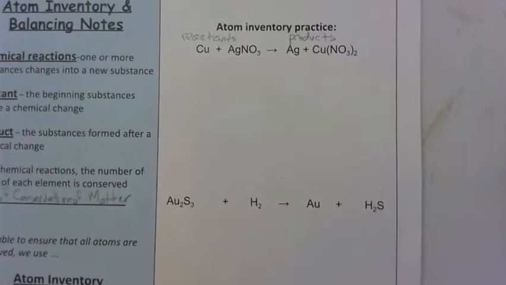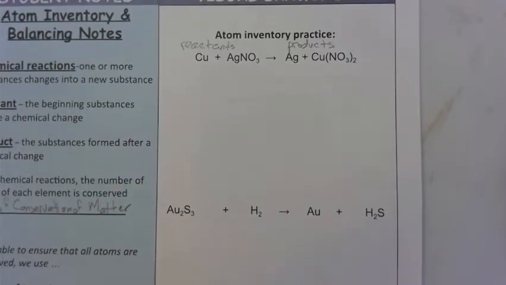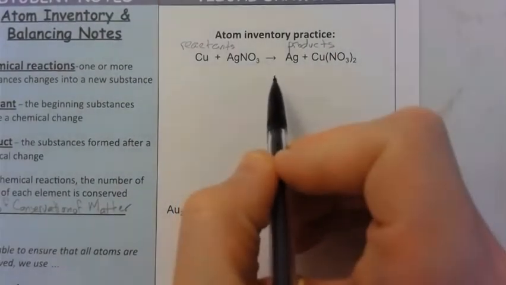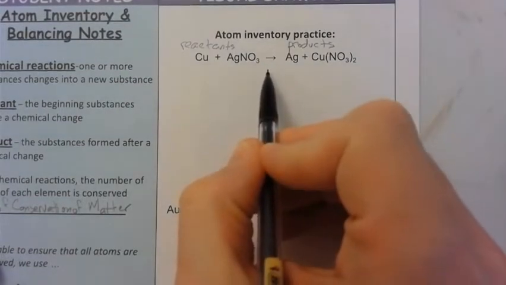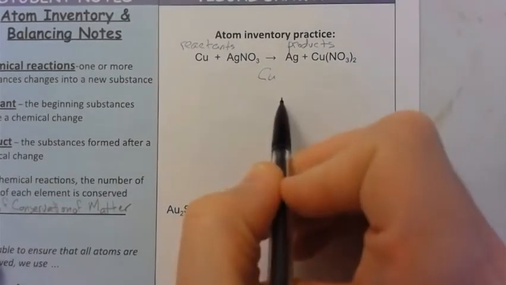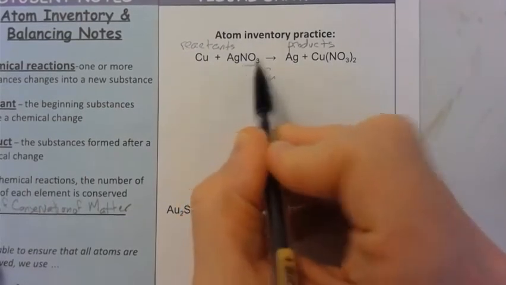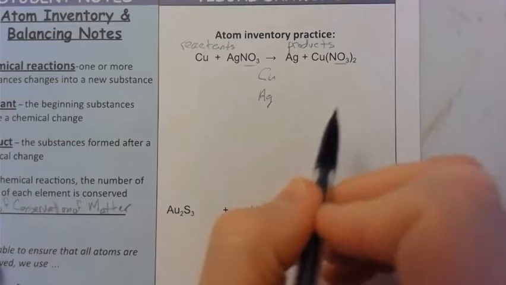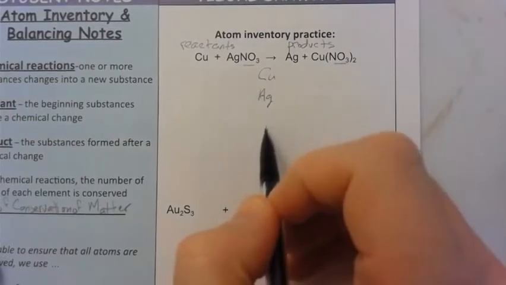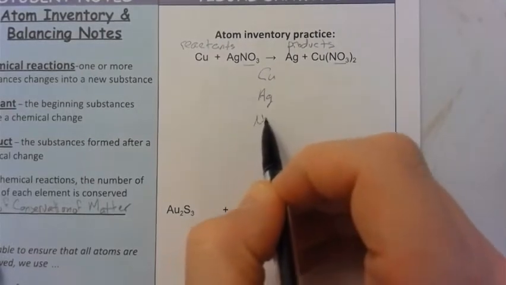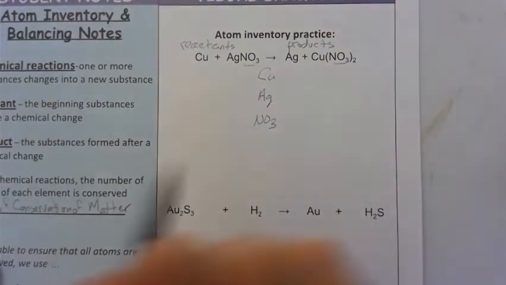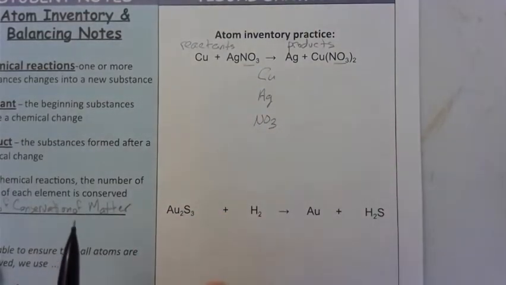So the actual atom inventory is kind of like step one of the whole process that we're going to be doing going forward. And so the first thing we're going to do is, under this arrow, write all of the components. So we've got copper atoms, we've got silver atoms, and we've got the polyatomic NO3 nitrate, that nitrate group, common on both sides. So we can count that as like one big group. That's the same on the reactant side and on the product side. So to complete the inventory, we do just that.